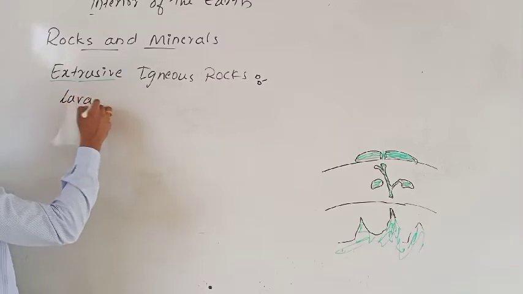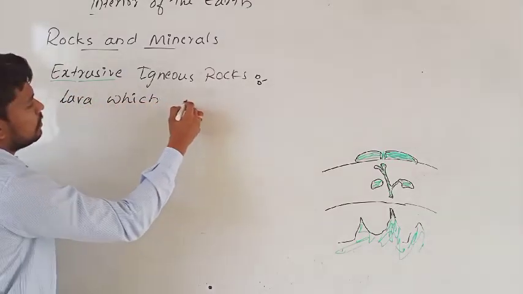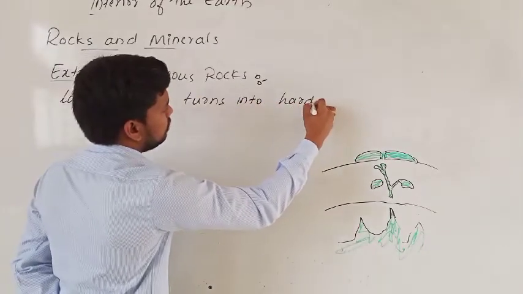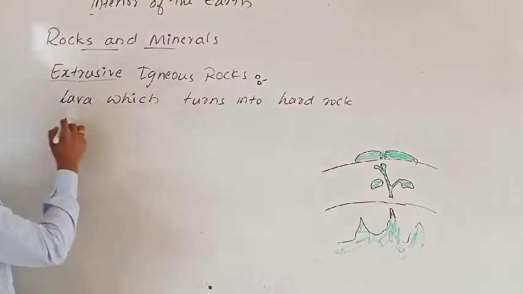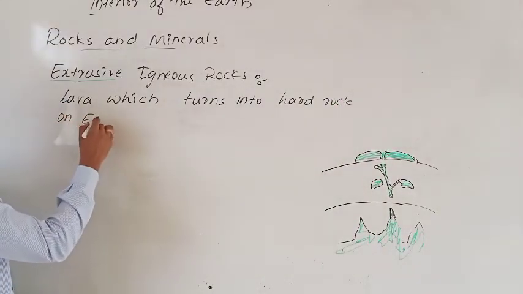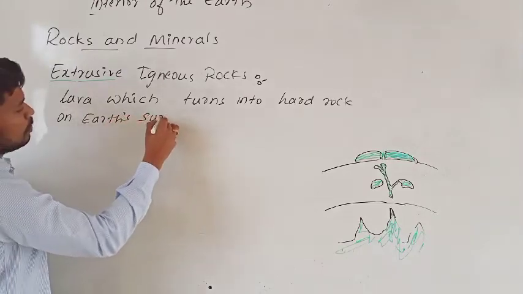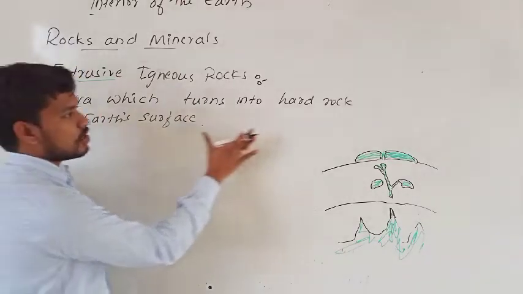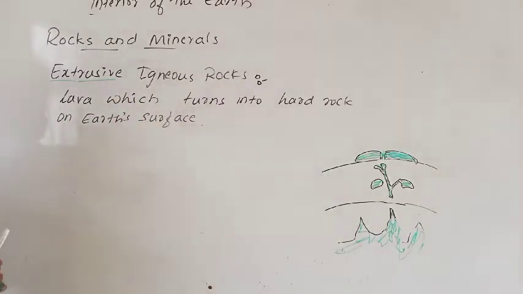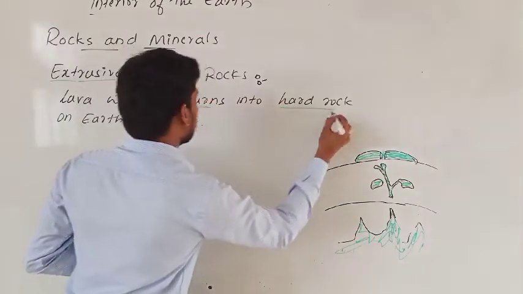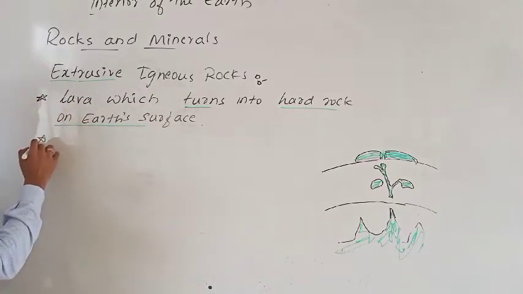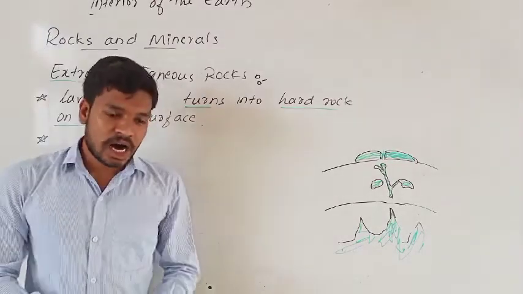The rocks, where lava turns into hard rock on Earth's surface, are called extrusive rock. So this lava turns into hard rock on Earth's surface. It's called extrusive rock. For example, basalt.